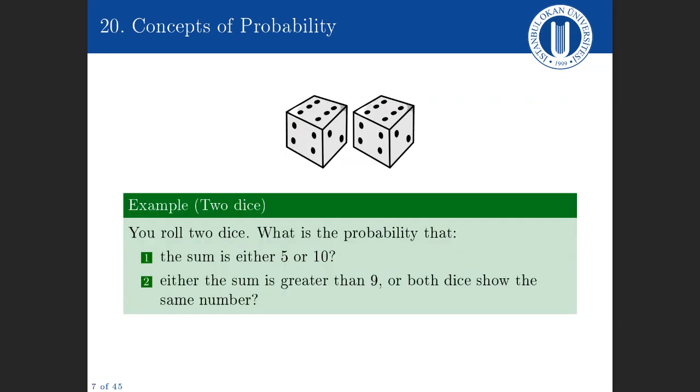So for example, now let's suppose we have 2 dice. We're going to roll the 2 dice, and then I'm asking what is the probability that the sum is either 5 or 10? Question 2, what is the probability that either the sum is greater than 9 or both dice show the same number?